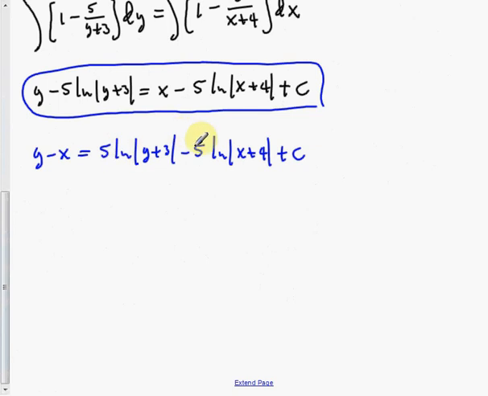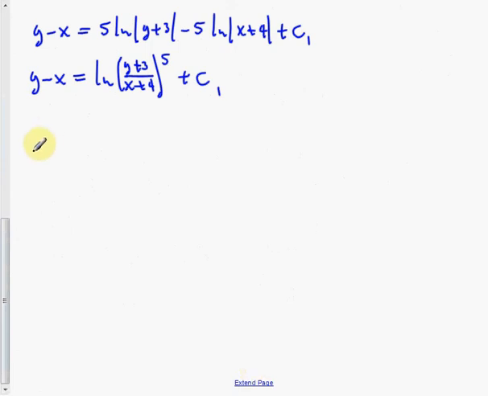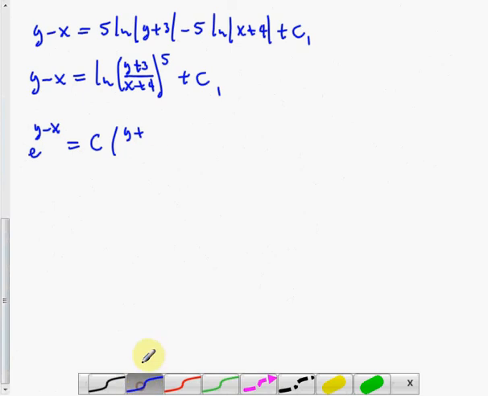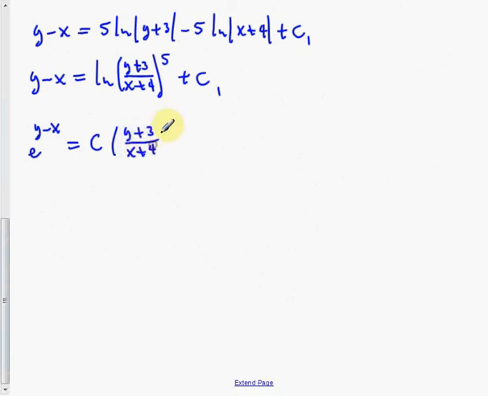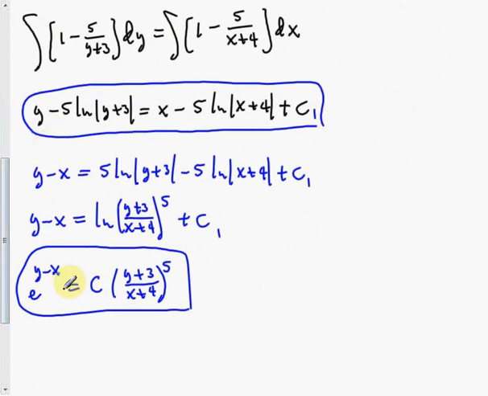Make the 5's exponents, and then this natural log of the difference becomes the natural log of the quotient. So this is y minus x is equal to the natural log of y plus 3 over x plus 4, raised to the 5th power, plus c. Let's call that c sub 1. Exponentiate both sides, so we get e to the y minus x is equal to some constant times y plus 3 over x plus 4, all to the 5th power. Right? So you could take it further, or you can leave it like how I had it up here. Either one is fine with me. Okay? Any questions?